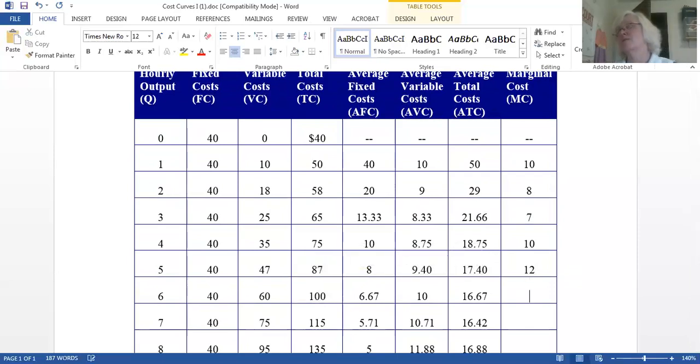Let me stop. Notice the trend. Notice what's going on with marginal cost. It's going 10, 8, 7. It fell.